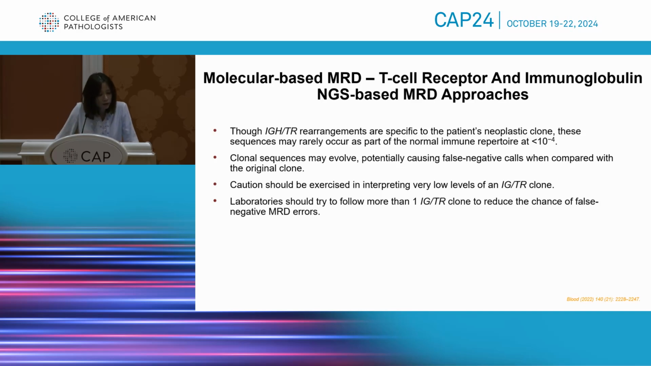So in order to help with that, if we just jump to the bottom, it's always advised that a laboratory should try to follow more than one dominant sequence. If you see multiple sequences all at the same time, you will feel more confident that you are really looking at the disease, not potentially just something in the background.